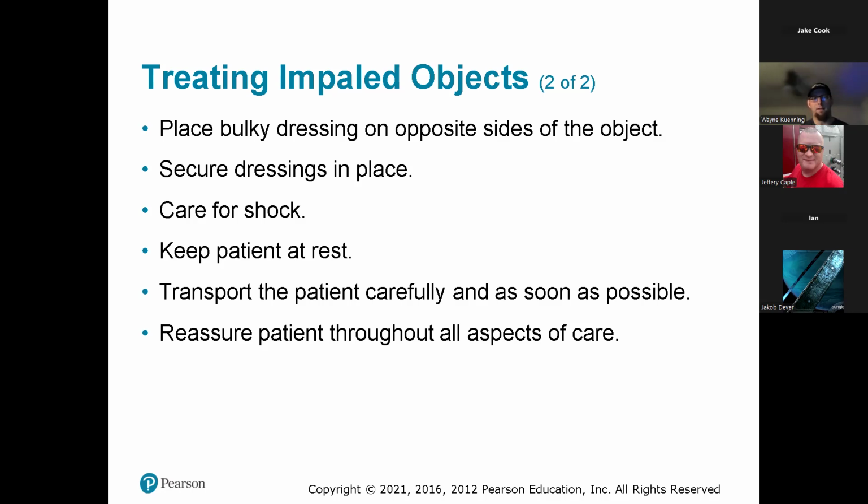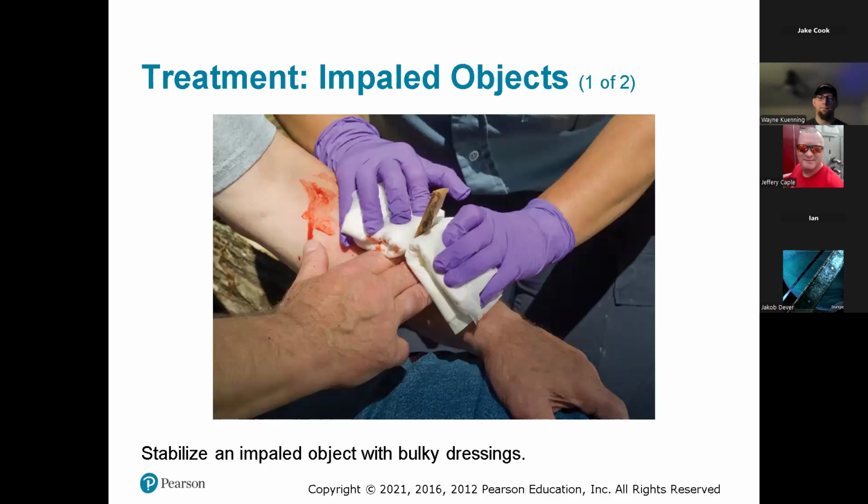Treat them for shock. Keep them at rest. Don't let them move themselves unless it's like in the calf or the forearm or whatever. You can splint that extremity, keep them from moving that extremity. If it's central core, you do all of it. And then obviously talk them through it. Tell them everything that's going on.